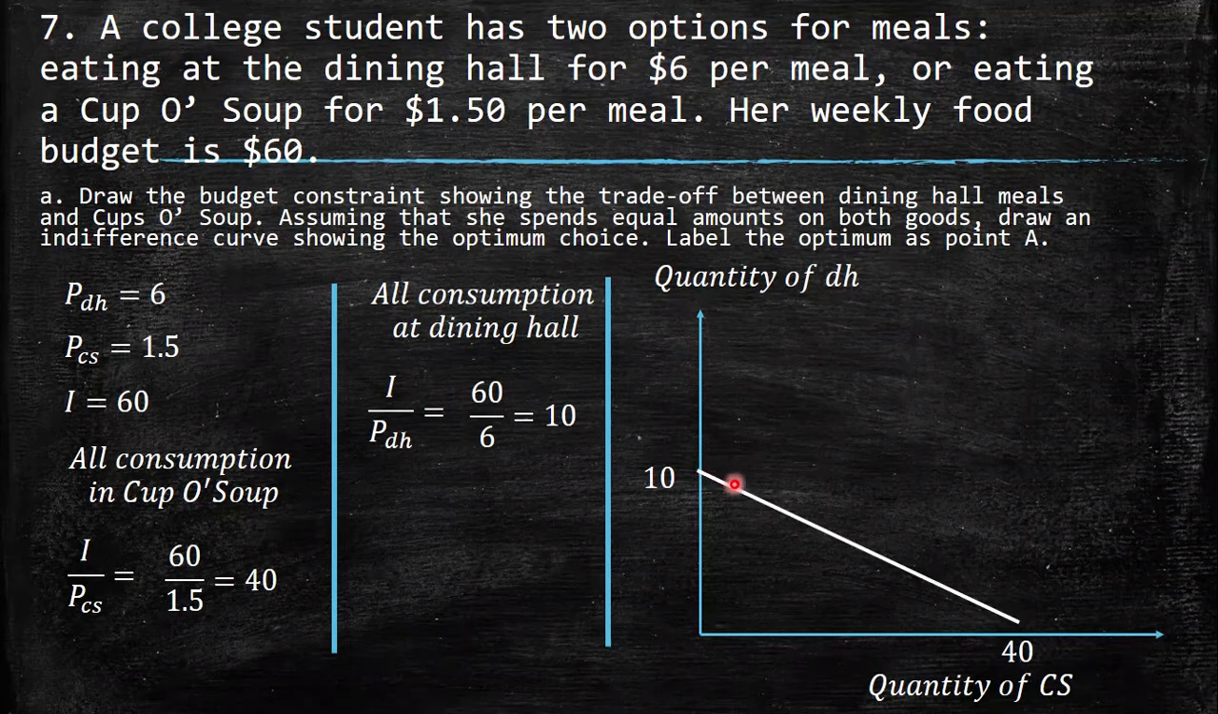Remember, this line brings you all the bundles on which you spend exactly 60. If you are over this part, you will spend less than 60. But if you are above this budget constraint, you will spend more than 60. So this is the part.